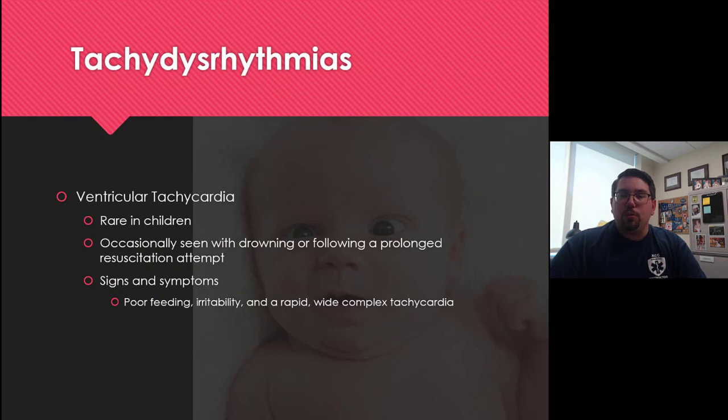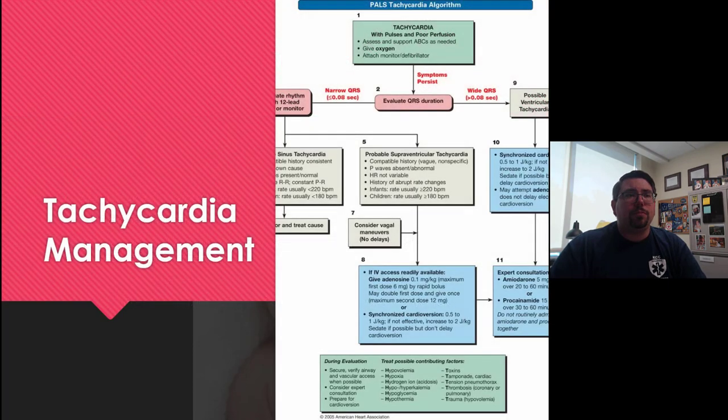Now, for VTAC, we've talked about this already, it is very rare in children. Occasionally it's seen in drowning or following prolonged resuscitation attempts as the heart becomes irritated enough that it may produce a VTAC-like rhythm. Signs and symptoms obviously are going to be things like poor feeding, irritability, and a rapid, wide complex tachycardia. Remember that it's pretty rare for VTAC to happen in children.